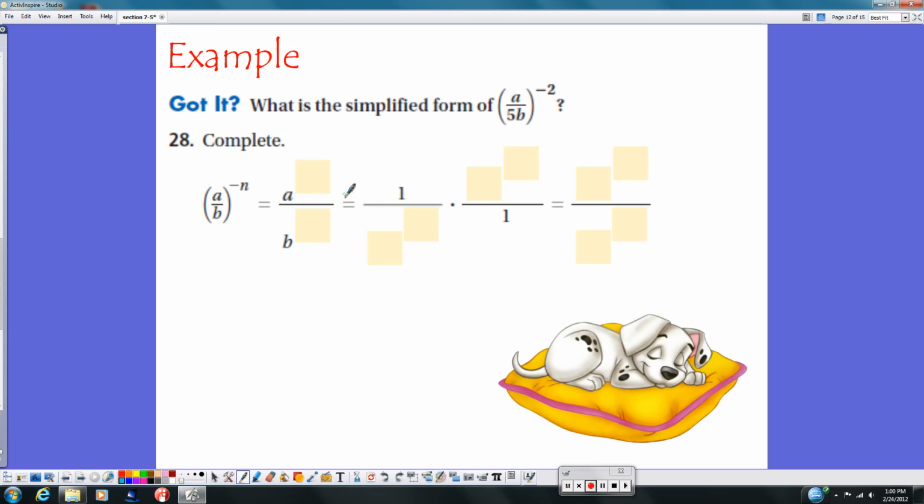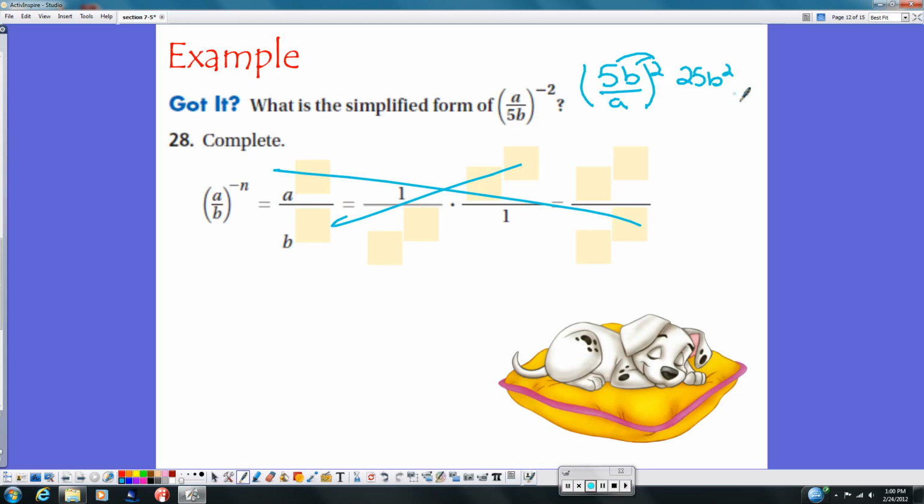Let's take a look at this one. We have a to the negative 2 over 5b to the negative 2. Let's do this our way. Let's take and flip the fraction. So we have 5b over a to the 2nd power. Now we're going to take 25, because we're going to apply this to both of them. So 25b squared over a squared.